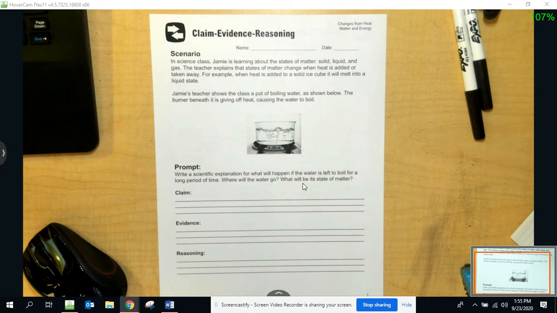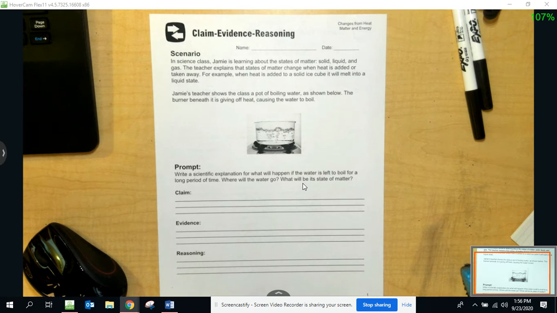Where will the water go? What will be its state of matter? Okay. What do you know about boiling water? Draven? What I know about boiling water is that it's really hot. Okay, so we're adding lots of heat to it to boil it. Samuel? It makes a lot of condensation. Sometimes it has condensation. Sometimes. Sure. Emma? The molecules start to shake when it heats up, right?